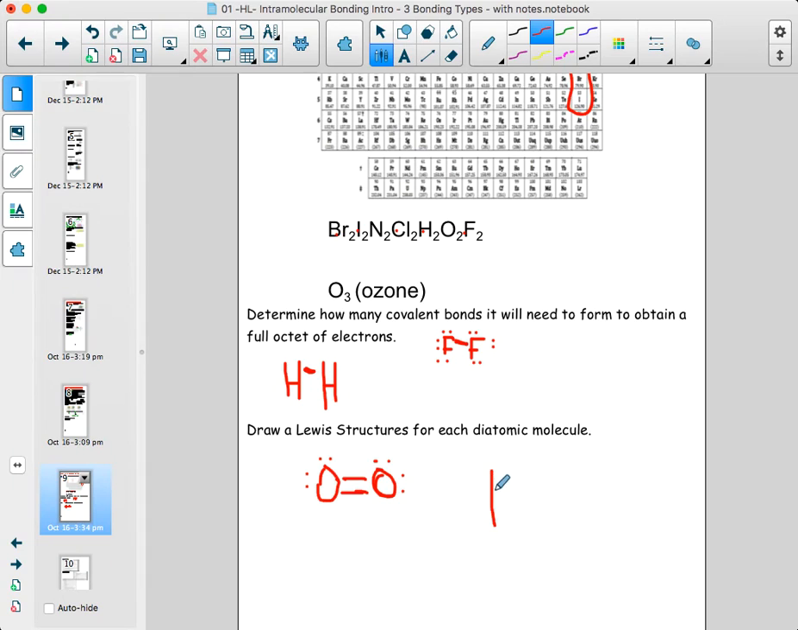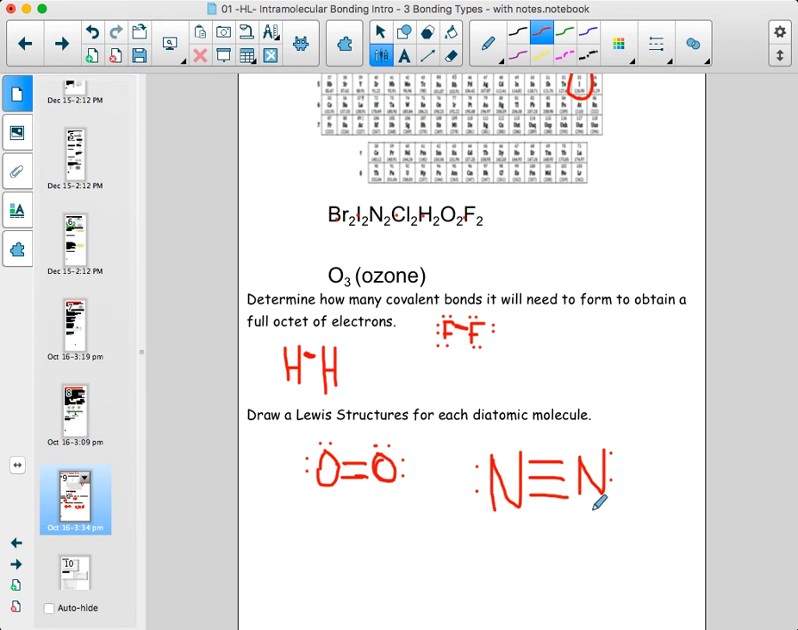And so then the last one, the last diatomic element is nitrogen. Nitrogen has 5 valence electrons, and so that means it's going to need to share 3 more in order to feel like it has a full stable octet of electrons. So nitrogen atoms usually form 3 bonds. So when you have an N2 molecule, the 3 bonds have to come from one another. So a nitrogen molecule, an N2, is N triple bonded to N.